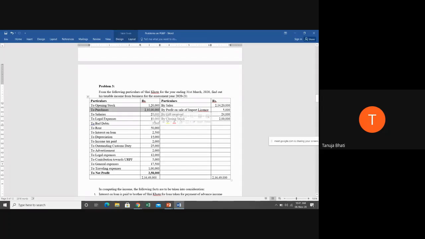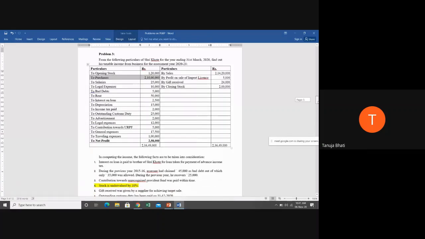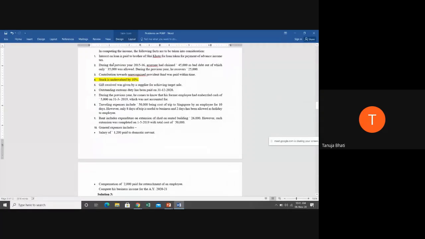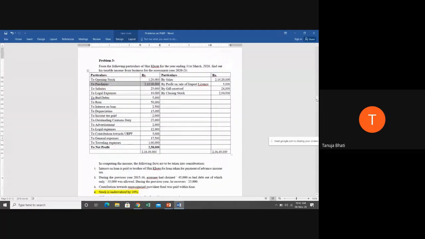Purchases, we have an amount, okay, but let us see. Obviously purchases is going to be business purchases without paying attention to the additional information, but let us just go through if any additional information is given. Interest on loan will not be here. Bad debts will not be here. Unrecognized gifts received, outstanding customs duty, this is embezzlement, traveling, rent, general expenses. Okay, there is no information about purchases given. So obviously purchase is a business expenditure.